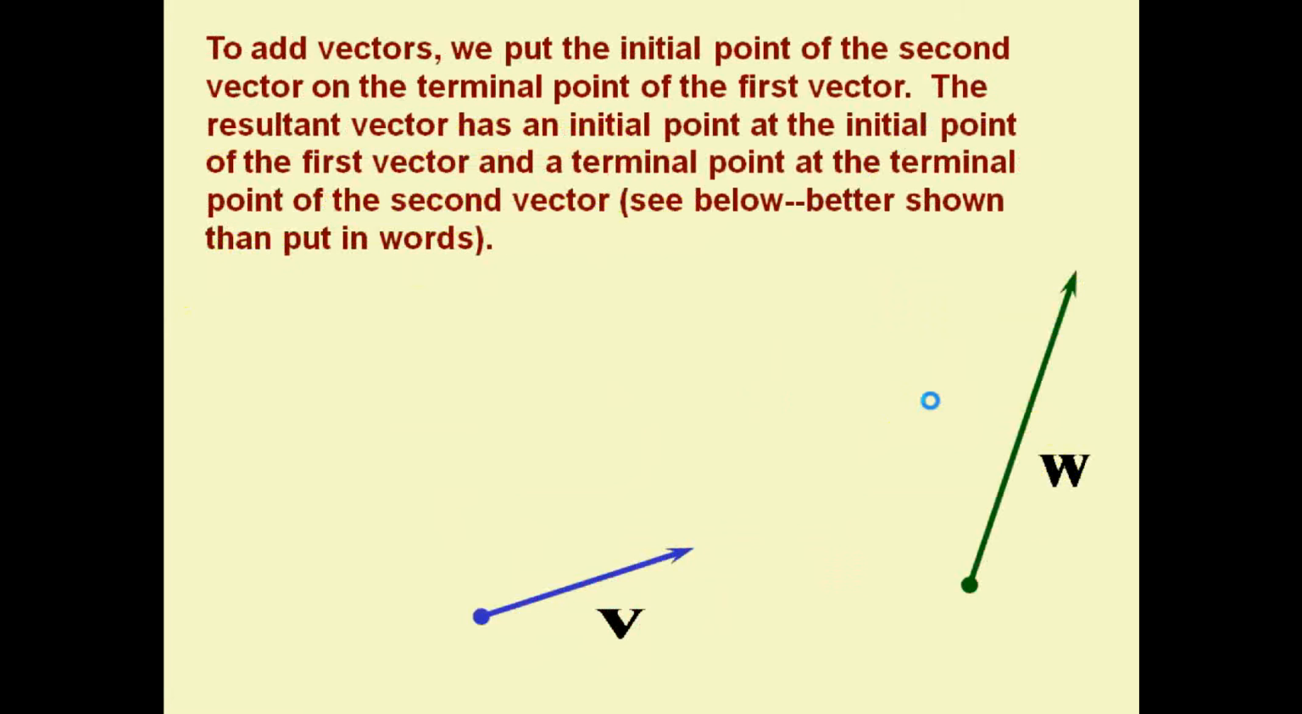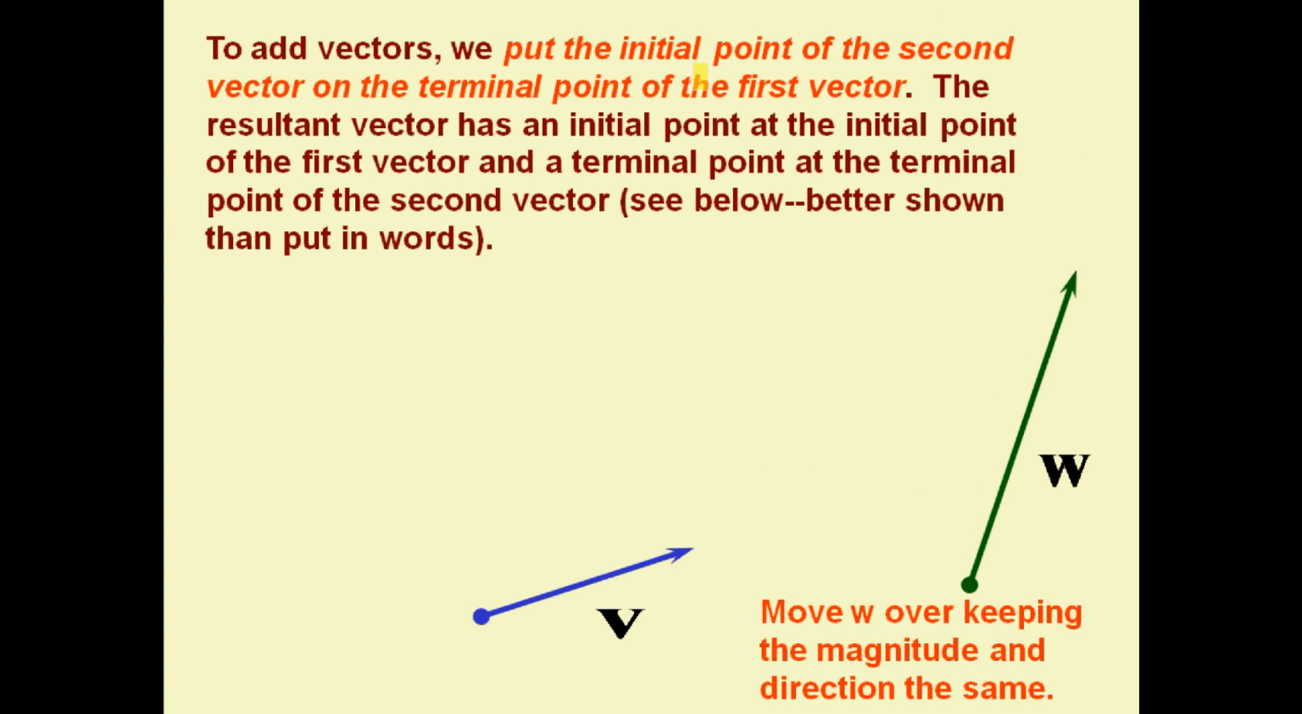To add vectors, we put the initial point of the second vector on the terminal point of the first vector. The resultant vector has an initial point at the initial point of the first vector and terminal point at the terminal point of the second vector.